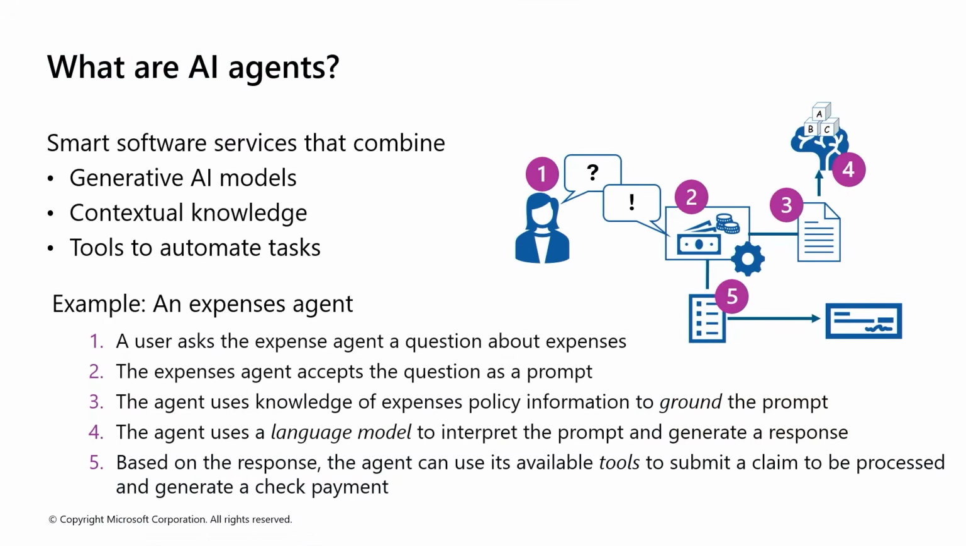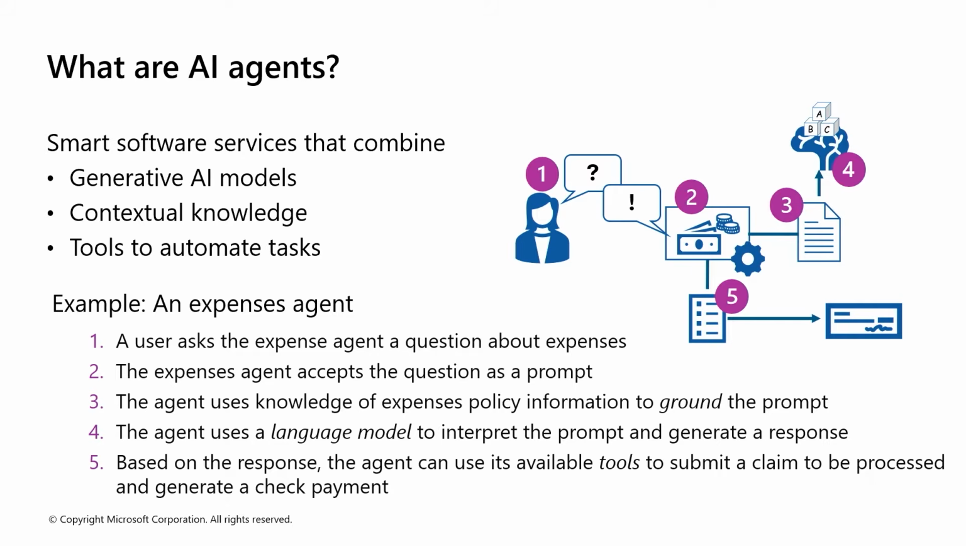Using the represented flow here on the slide, the agent would be used as follows. The starting point is the user. The user asks the expense agent a question about expenses. This could be driven from a chat-like interface on a mobile device or maybe a browser app. From there, the expenses agent accepts the question as a prompt.